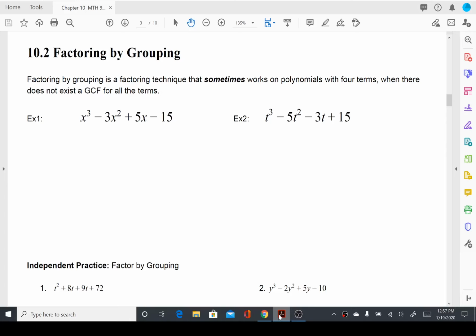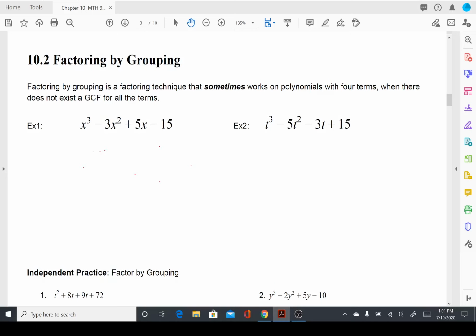So, for instance, if we look at this first example, you'll see that there's x's in 3 of the terms, but not all the terms. There's coefficients for some of the terms, but not all the terms. So there's not any one thing, other than 1, which is not a terribly important factor, that goes into each of these. What we're going to do is factor the first terms that do have x's in common, and factor the next 2 terms that have the coefficients in common. I'm going to work with them separately.